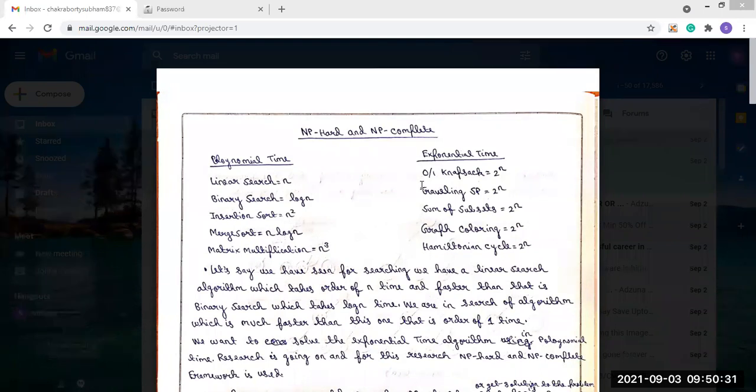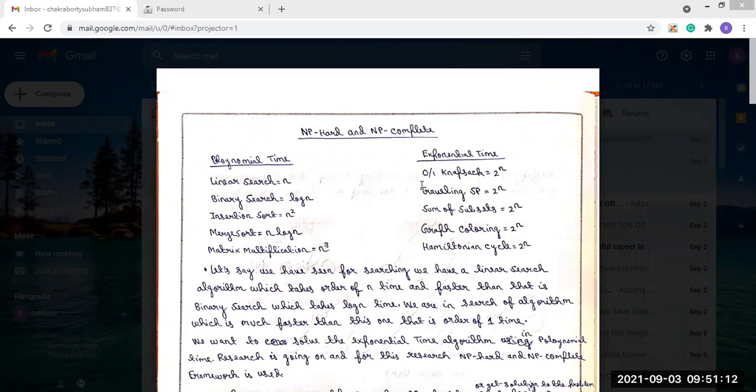In today's topic, we will discuss the NP hard and NP complete problems. Whatever algorithms we have seen until now, NP hard and NP complete is not an algorithm. This is research-based; in PhD, work is going on over it.